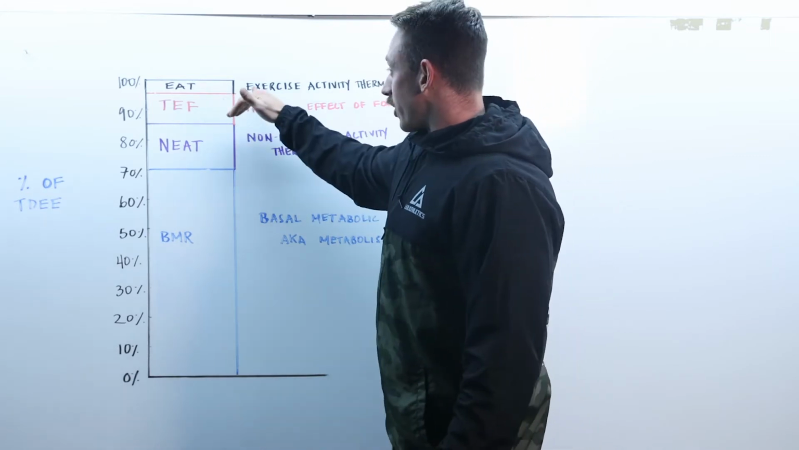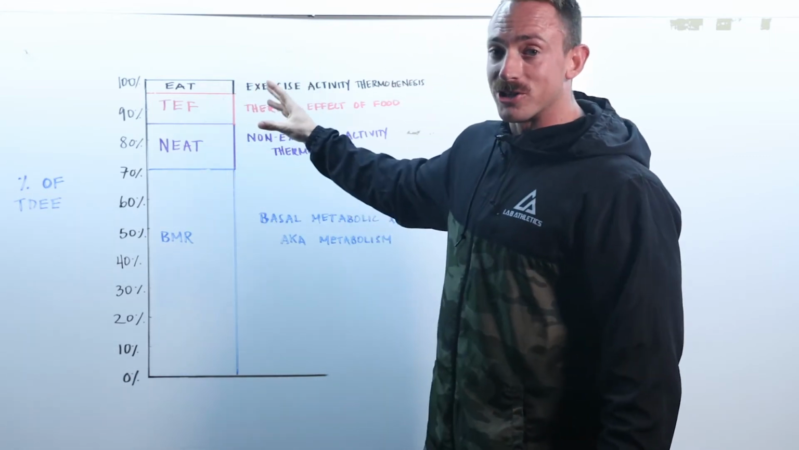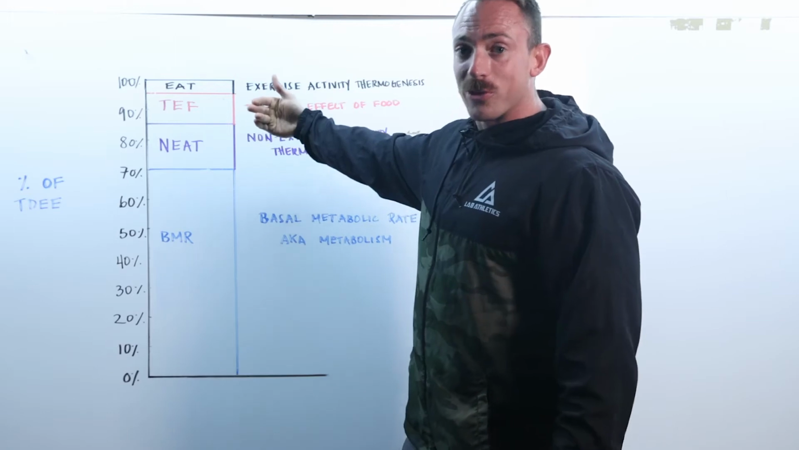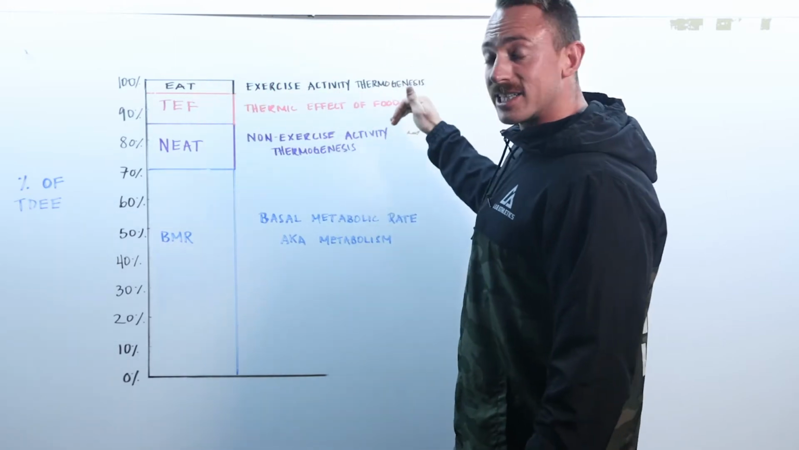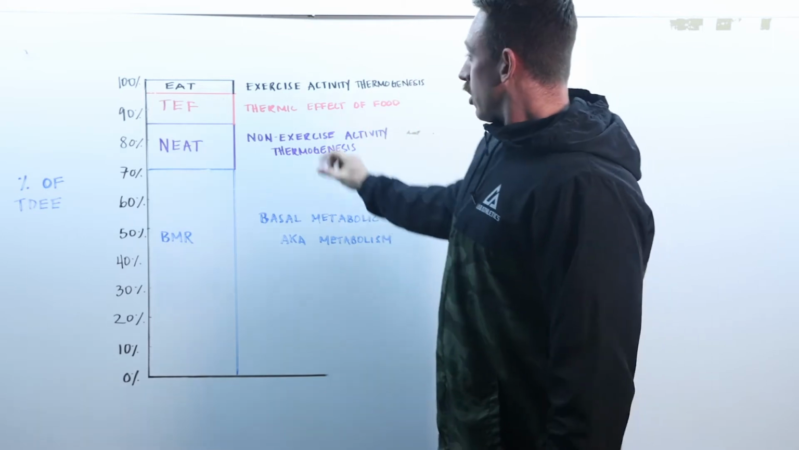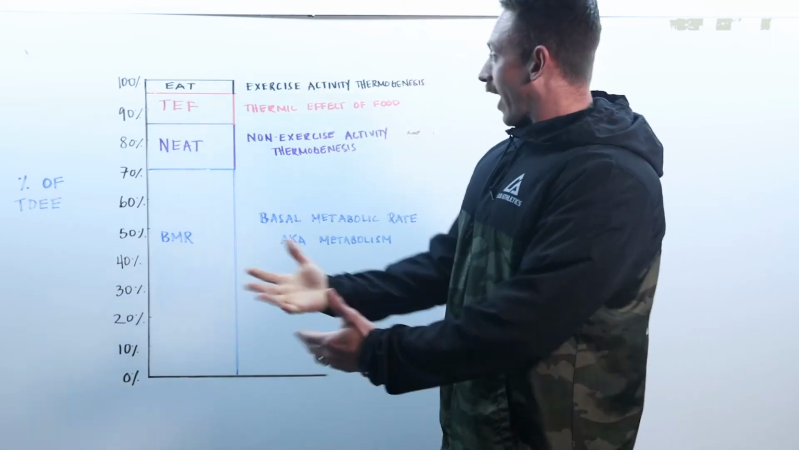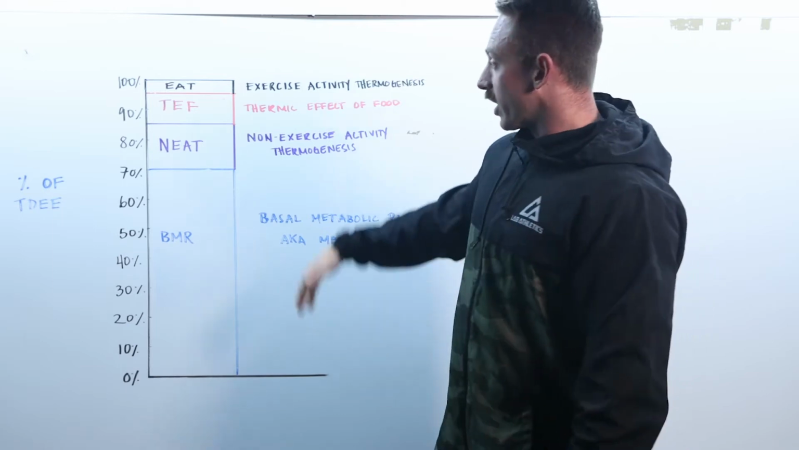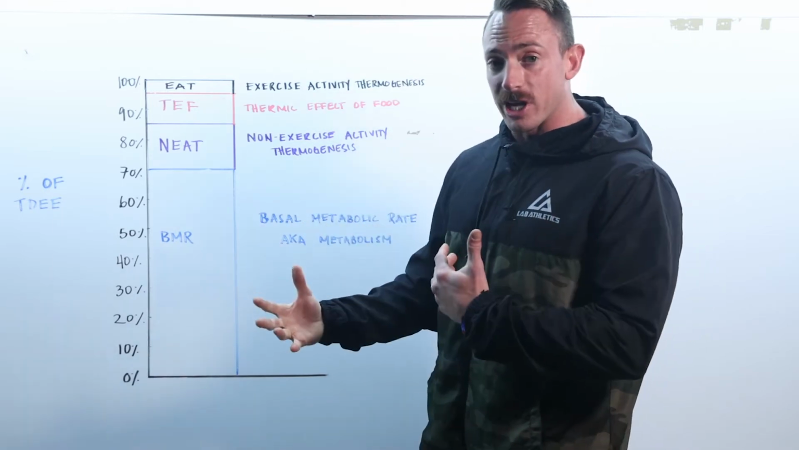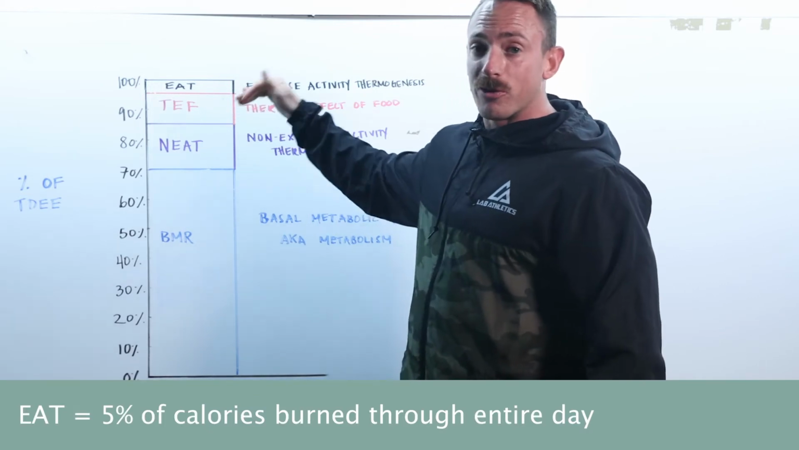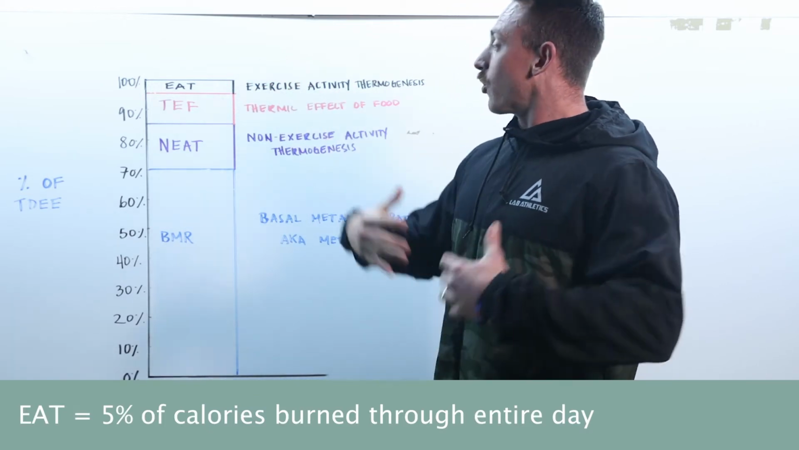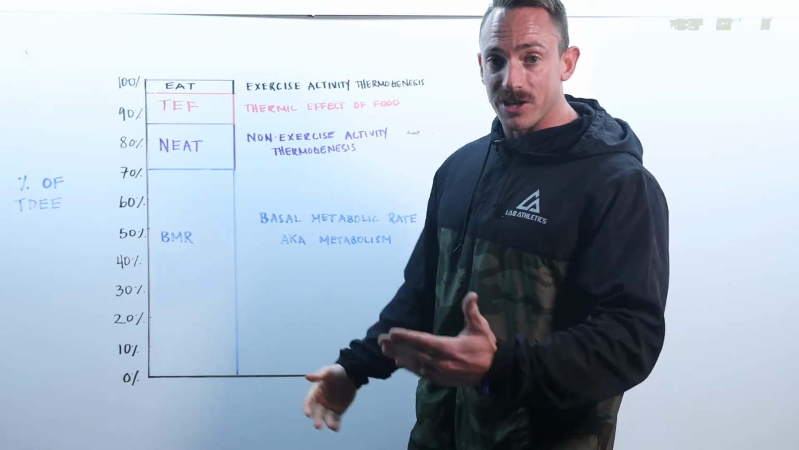All right, the last one here, the one that most people concentrate all of their energy on throughout the day is EAT, your exercise activity thermogenesis. What that means is, okay, how many calories are we burning in a given day from the exercise or that one workout we're actually doing? That is only responsible for about 5 to 7% of your overall calorie expenditure throughout the day.